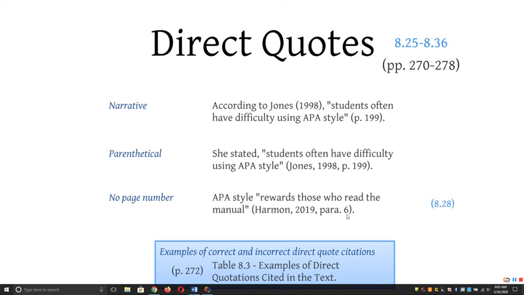Now, this is an example for a pretty short work. We know this is in paragraph 6. If you have a super long work, make sure you dig a little bit deeper, because APA does have some guidance for how to do a page number for something that's a little bit longer.